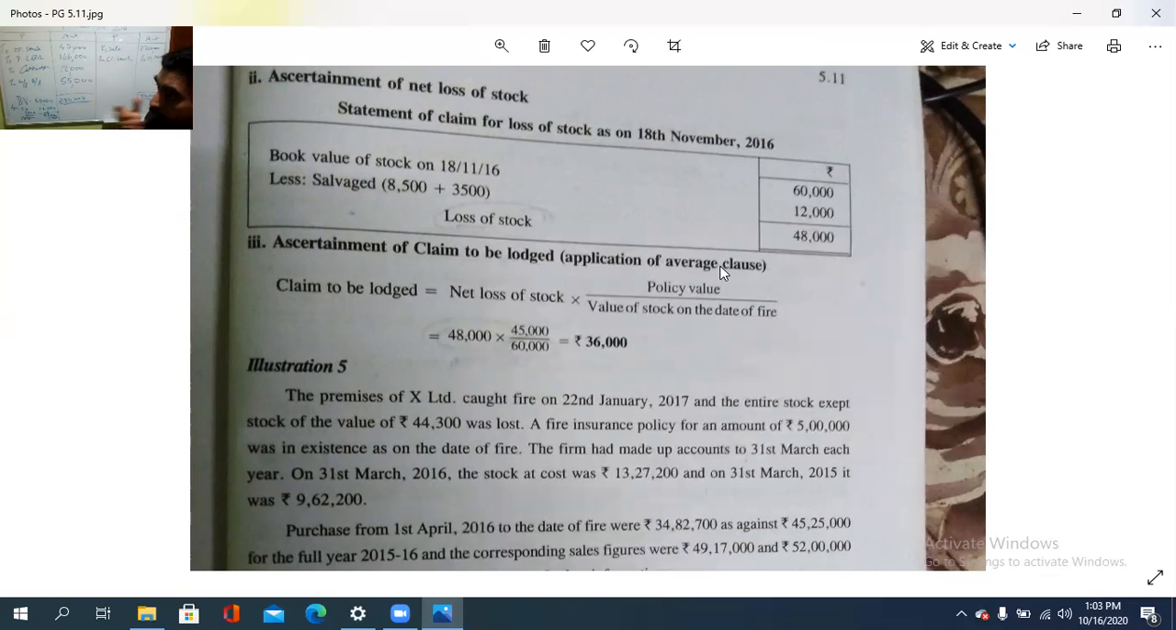The insured value is 45,000, so we need to calculate the average claim. So the claim is loss of stock 48,000 into policy value 45,000 divided by book value of the stock. That is 45 divided by 60 into 48,000. It is 36,000, which is the claim to be lodged.